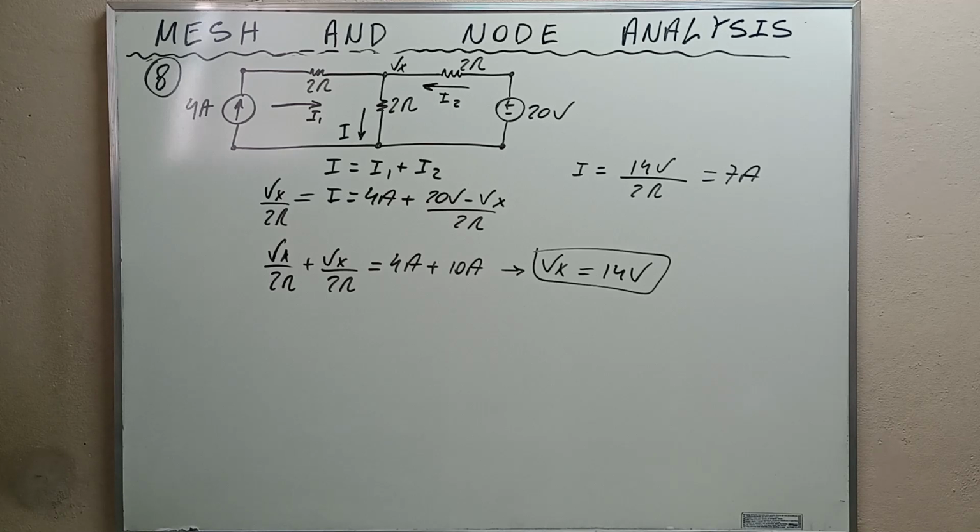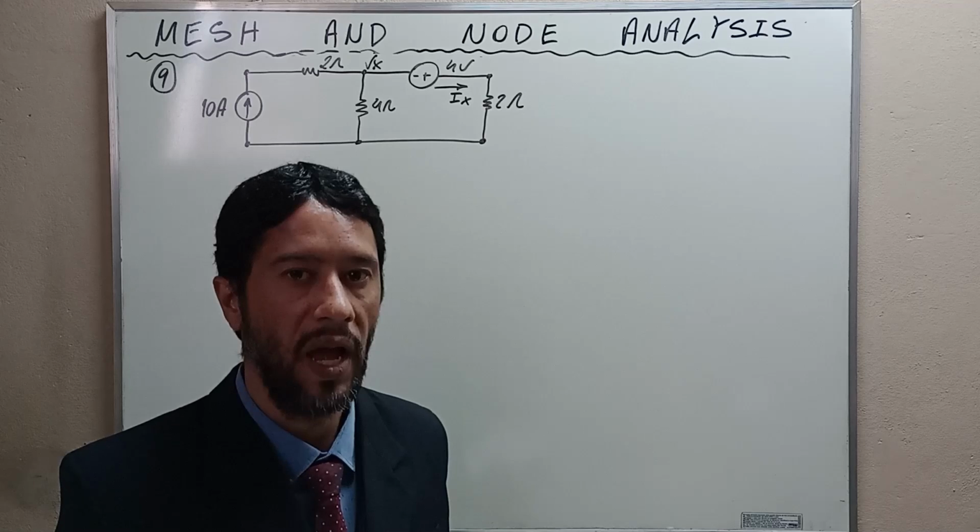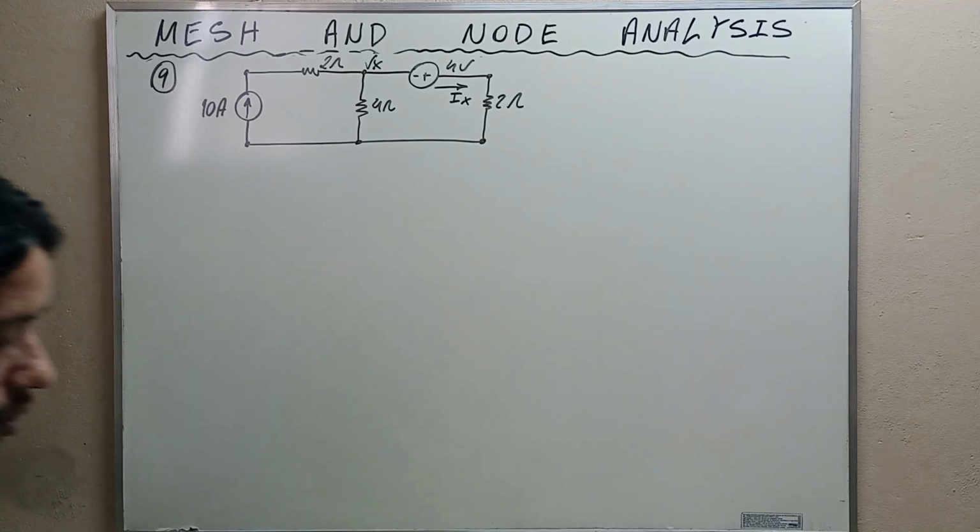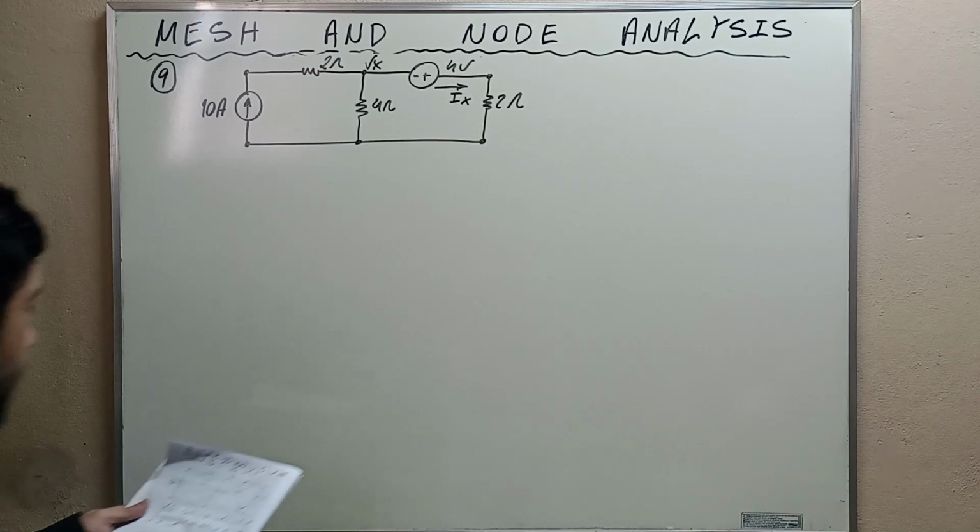Okay, my friends, this is all for exercise number 8. Let's go to next. Let's go to exercise number 9. Exercise number 9. Calculate the voltage Vx and the current Ix in the circuit. Okay? This is the exercise, and this is what we are going to do. We are going to calculate the voltage Vx and the current Ix. Alright? Let me use some labels here again.